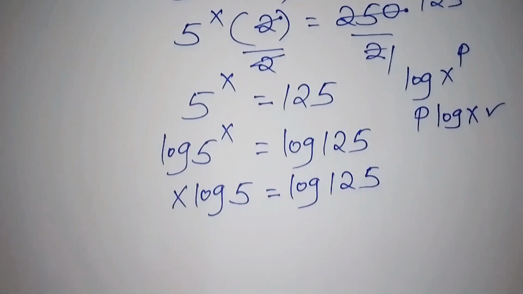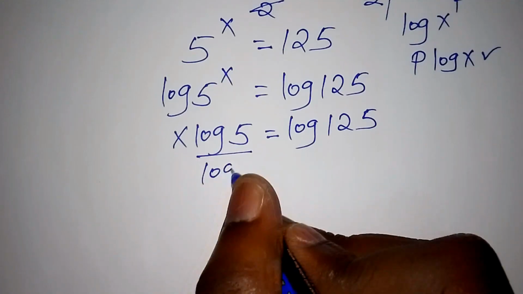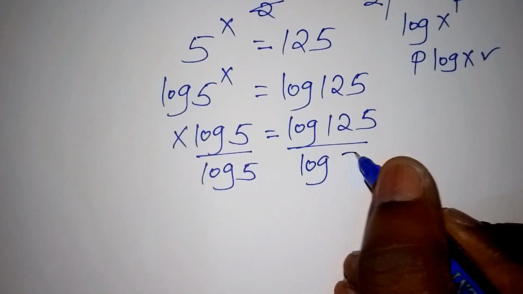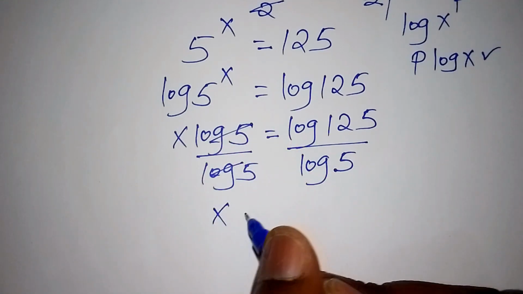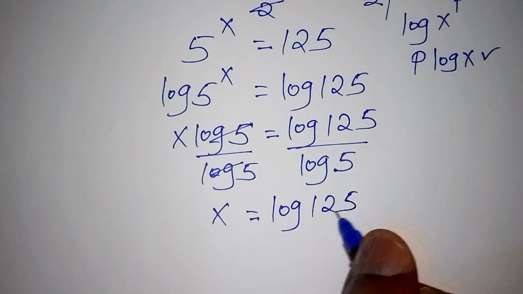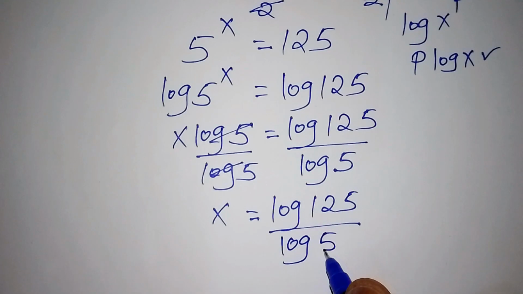125. From here we shall divide both sides by the log of 5. So here the log of 5, and this side shall also be divided by the log of 5. So log 5 and log 5 shall cancel. Now our x equals the log of 125 all over the log of 5.